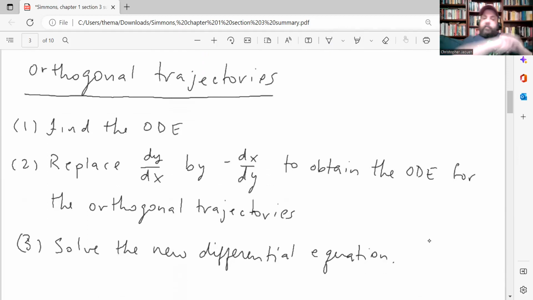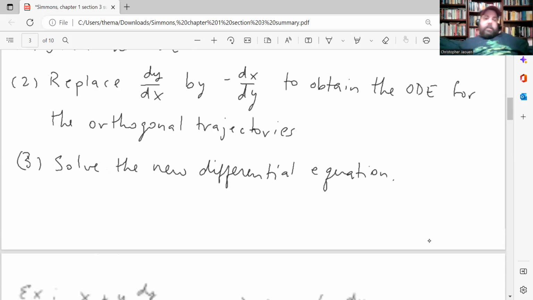Okay, and then if you remember from your Calc 1 course, the normal line, right? The line that's orthogonal to a curve at a given point has the negative reciprocal of the slope of the tangent line. So replace dy/dx by negative dx/dy to obtain the ODE for the orthogonal trajectories. And then you just solve the new differential equation, and that'll give you the one parameter family of orthogonal trajectories to the original one parameter family. So let's actually do an example.